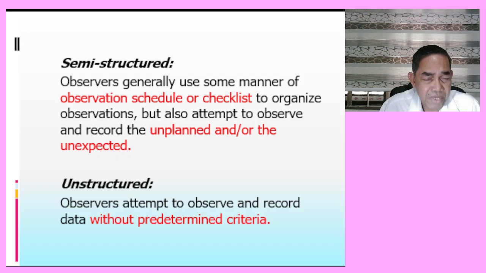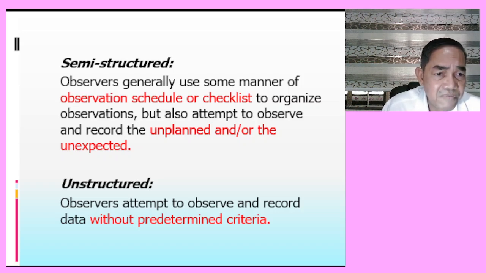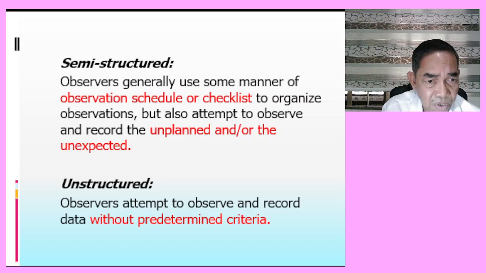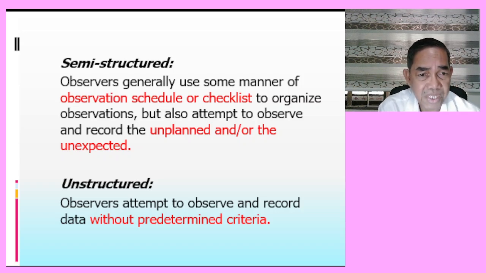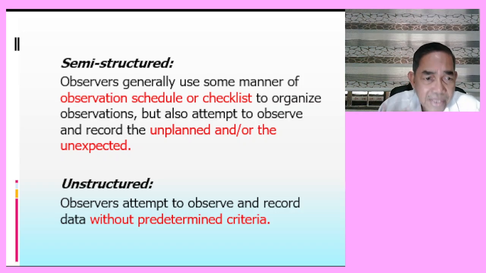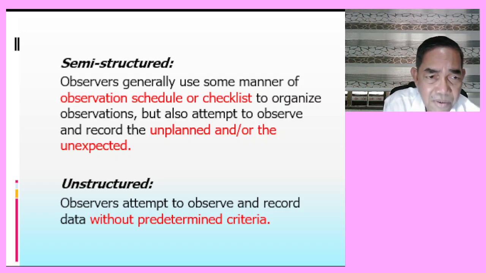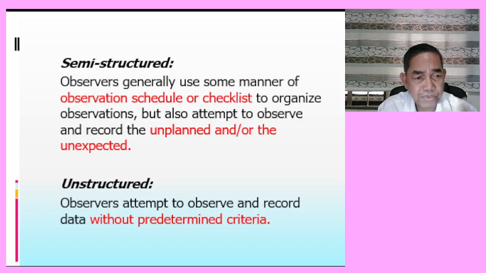Semi-structured observation will be used when observers generally use some manner of observation schedule or checklist. So there is a checklist. There are things that you need to observe to organize the observations, but they also attempt to observe and record the unplanned and or the unexpected. So this is semi-structured observation.